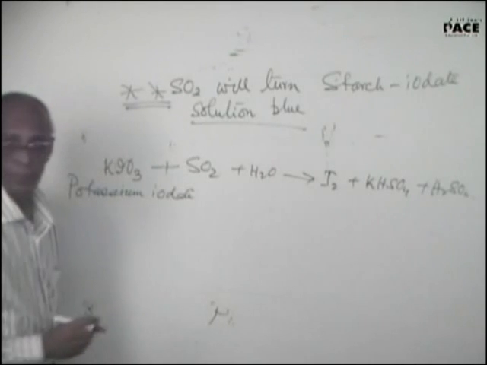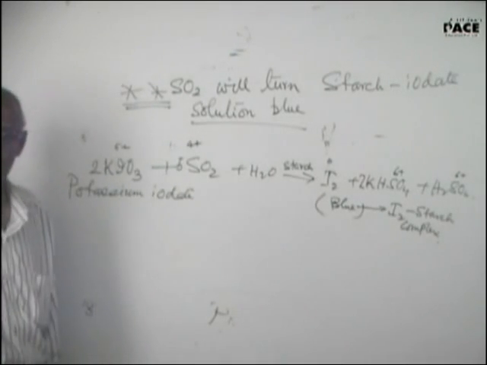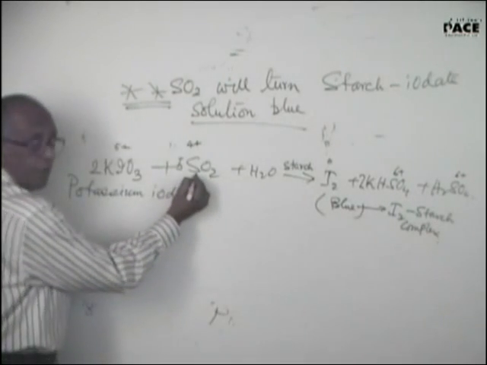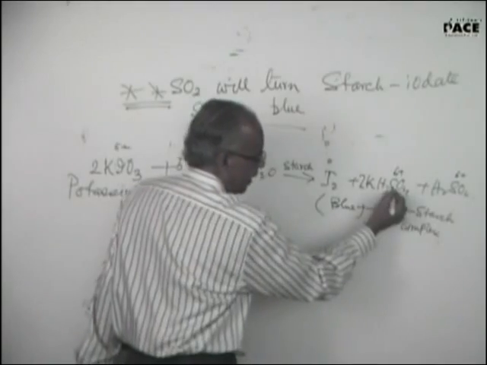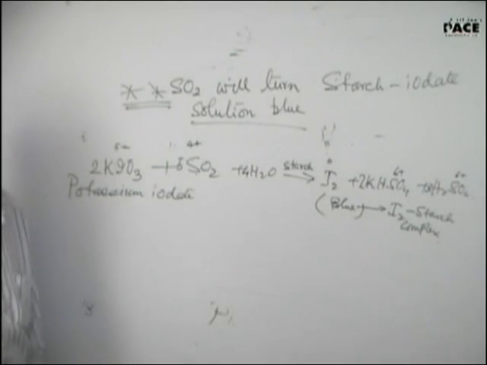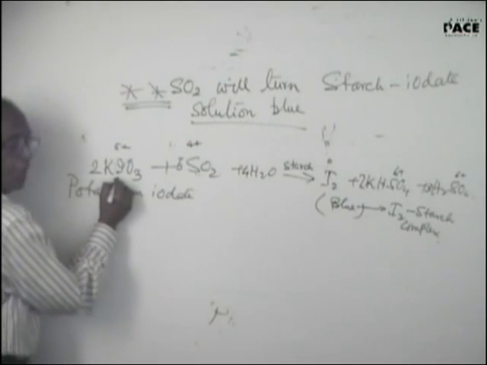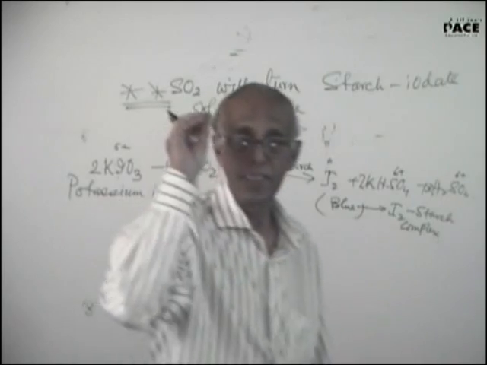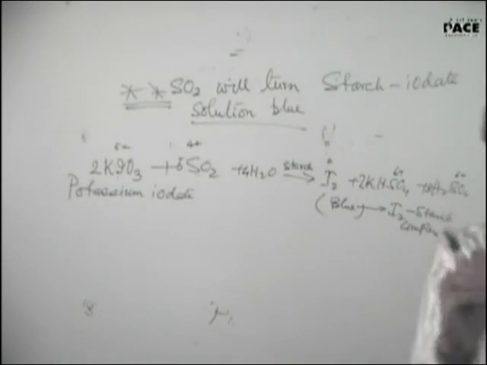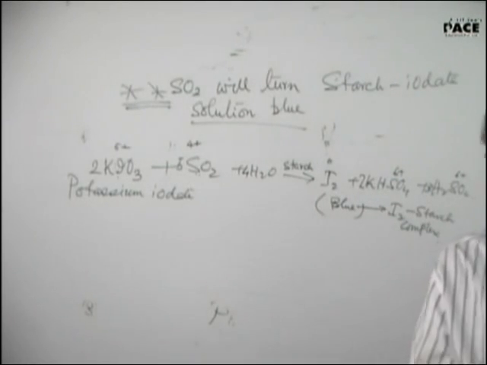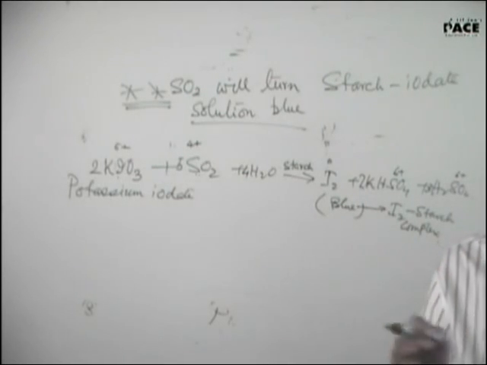Balance this equation. I2, I2. You have only one I2, so iodine only. You have 5 sulfur, you have 2 sulfur here. 2 plus 6, 8, 4 out 2. So you see what happens. The sulfur dioxide reduces iodine 5 to iodine 0. So sulfur dioxide reduces iodate to iodine. Iodine reacts with starch to give you starch iodine complex, which is blue in color. And this is a very, very special test for sulfur dioxide.